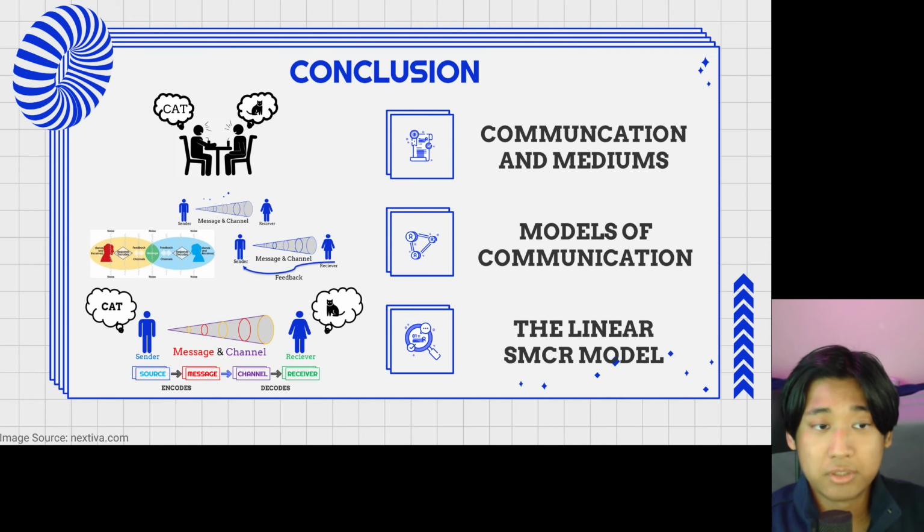There's a source, which encodes a message. The message goes through a channel. That channel is decoded by the receiver, and hopefully the word cat is decoded by the receiver.